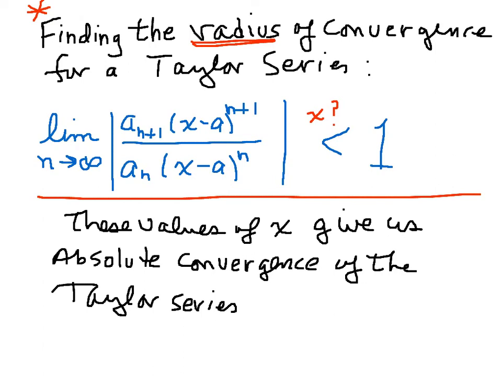It should be noted, essentially due to the presence of the absolute value, that the values of x that we find, which force this limit to be less than 1, will actually give us absolute convergence of the Taylor series, and hence convergence itself. It's the endpoints where we may or may not have absolute convergence that we have to test.